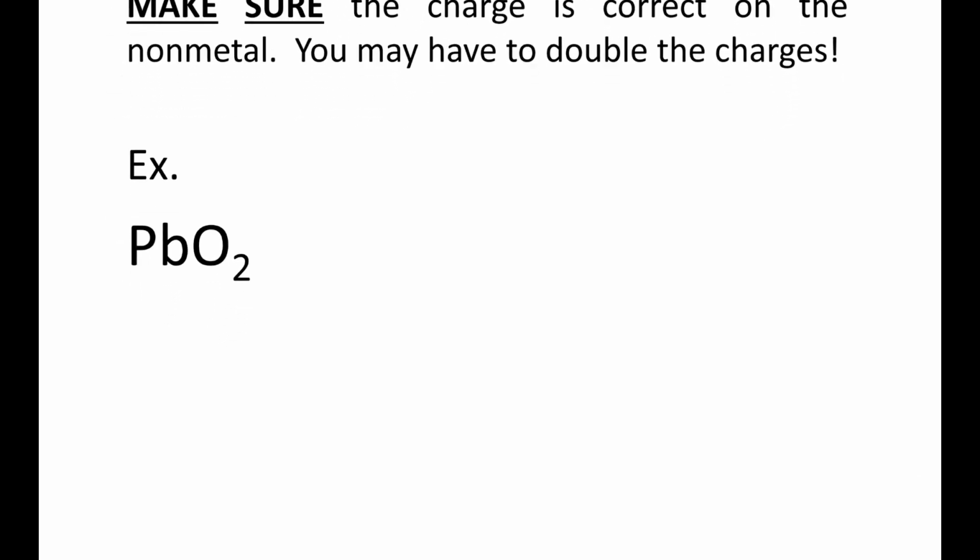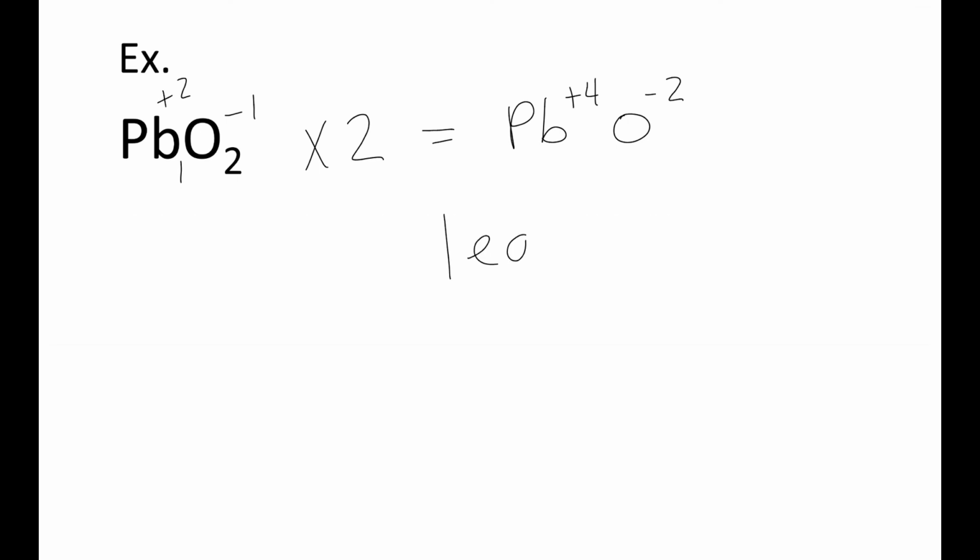Okay, so let's look at PbO2. Now, if we cross this back up, oxygen is going to have a -1 charge and lead has a +2. Well, we know oxygen does not have a -1 charge. It has a -2 charge. So we've actually got to double it. So we get Pb with a +4 charge and oxygen with a -2 charge. Now that is correct. Okay, so oxygen does have a -2 charge. So the name of this is lead 4 oxide. Okay?